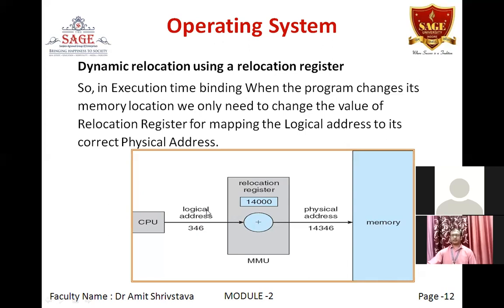What will happen if we need to shift our process from the 14,000 location to, let us say, the 10,000 location? We don't need to recompile or reload the program. We simply reload the relocation register with the value 10,000. The upcoming addresses will simply be added to this 10,000 to get the actual physical address. So this is the concept of runtime or execution time address binding, and it requires very little time. We simply need to reload the relocation register. Again, this loading of the relocation register is done in privileged mode.